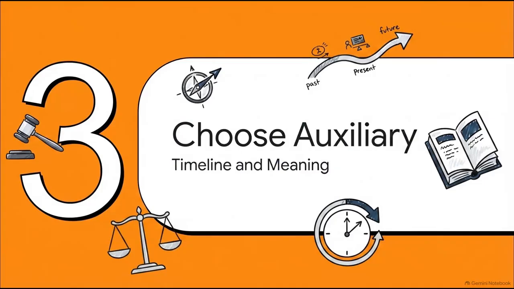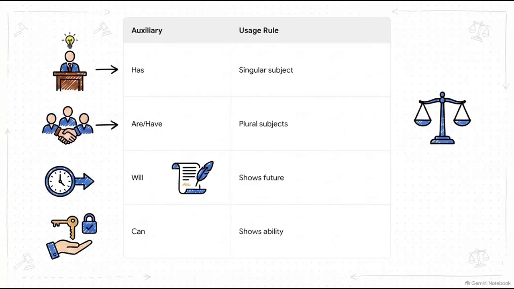Section 3. Choosing the right auxiliary. Controlling the timeline and meaning. The framework is set, so let's examine our auxiliary arsenal. Picking the exact right auxiliary verb changes the entire reality of your sentence. It is absolutely crucial to internalize these rules.